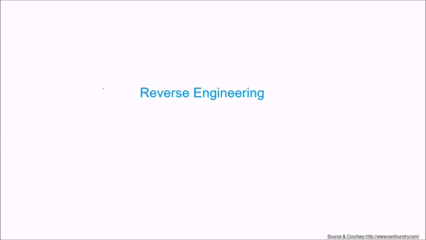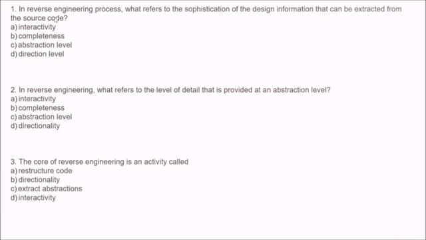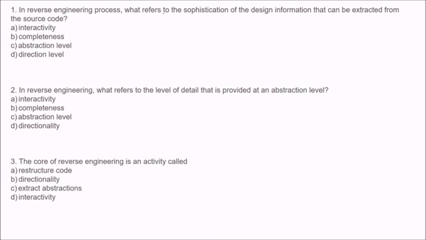So let us take a few more questions in software engineering. First topic is reverse engineering. First, in the reverse engineering process, what refers to the sophistication of the design information that can be extracted from the source code? What is your choice? These are four options for you.